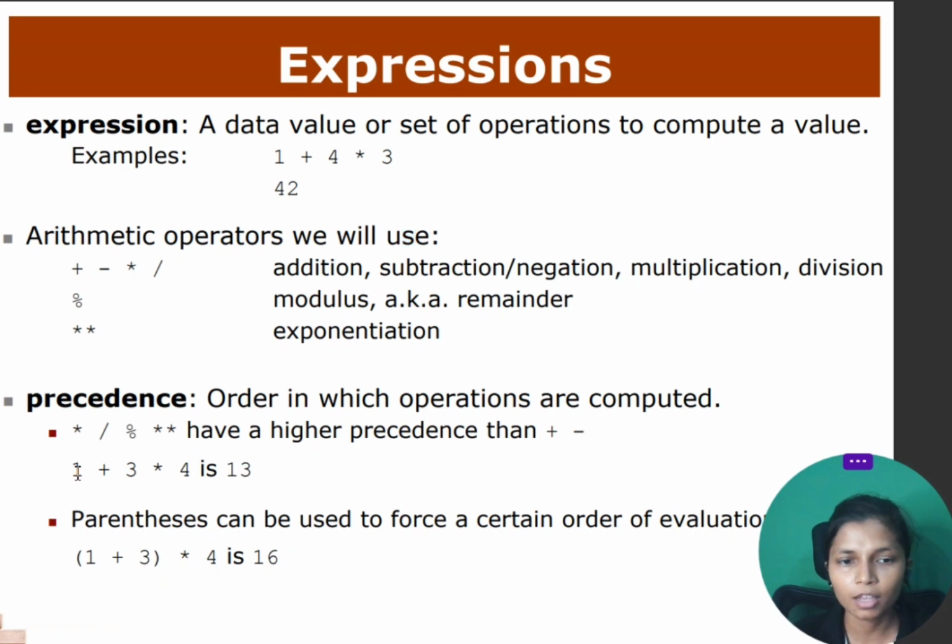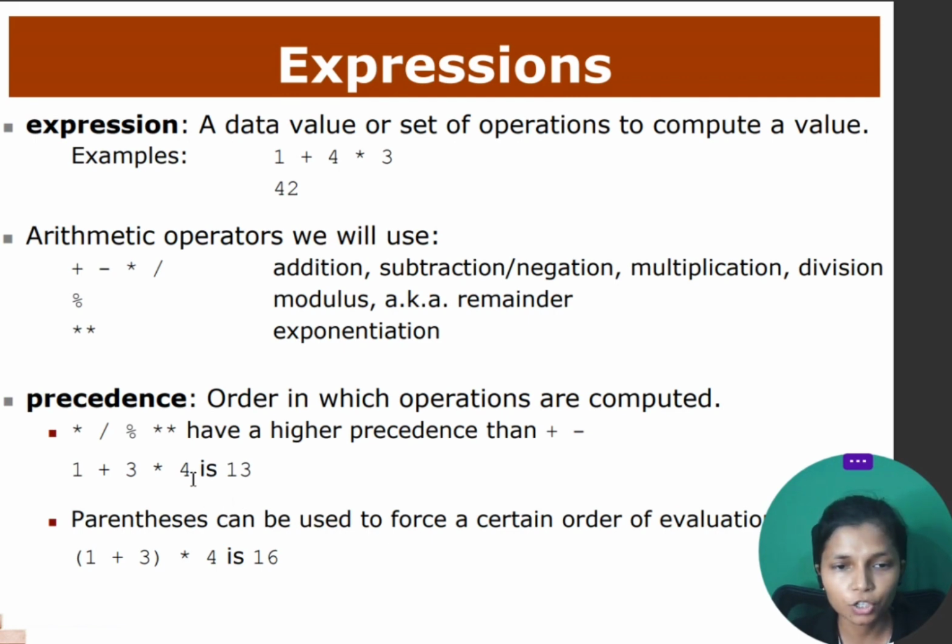If I take it from the left hand side, I can say 1 plus 3 is 4, and then multiplying 4 by 4 is 16. If you are going to do it in this manner, you will fail. Your output is going to be wrong, because you are not following the order of precedence. That's why I said precedence is an important topic to notice.